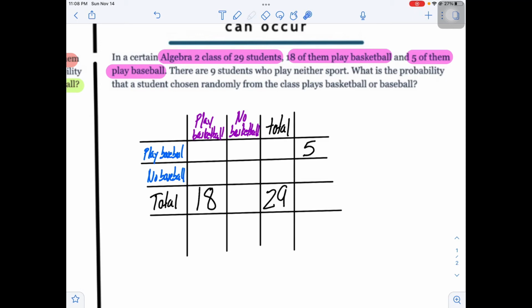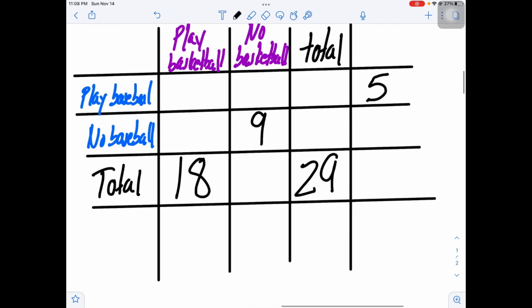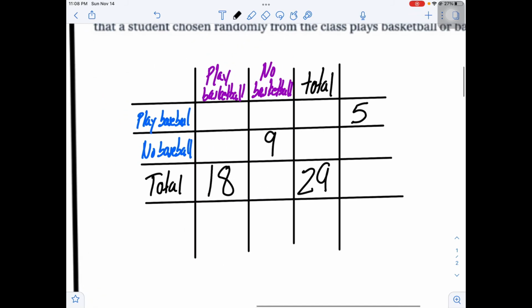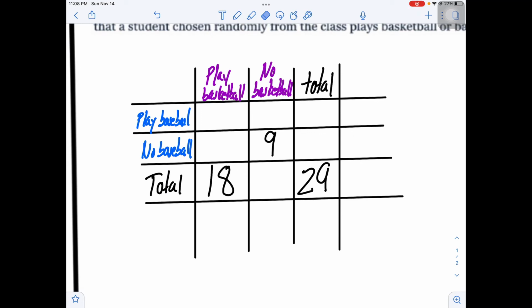There are 9 students who play neither sport. So let's see, that's no basketball and no baseball, it's 9. Okay, 9, there you go. Oops. You guys didn't tell me. You guys probably saw it already, right? This 5 doesn't go there. This 5 goes there. 5 play baseball, right?